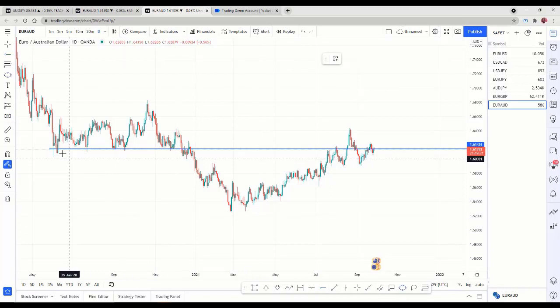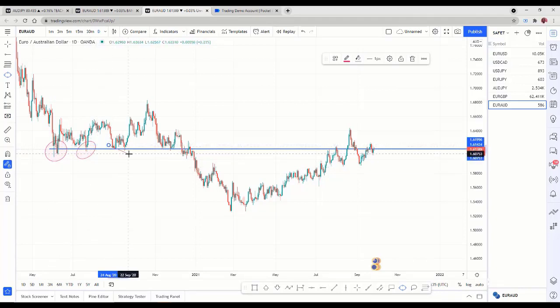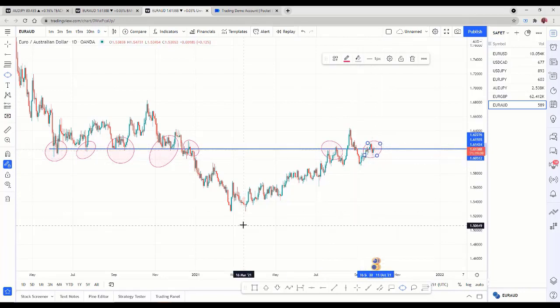What do you see? There was a reaction here. There was a reaction in this whole area. There's a reaction here too. There's a reaction in this whole area. There's a reaction here. Wow. You see it?